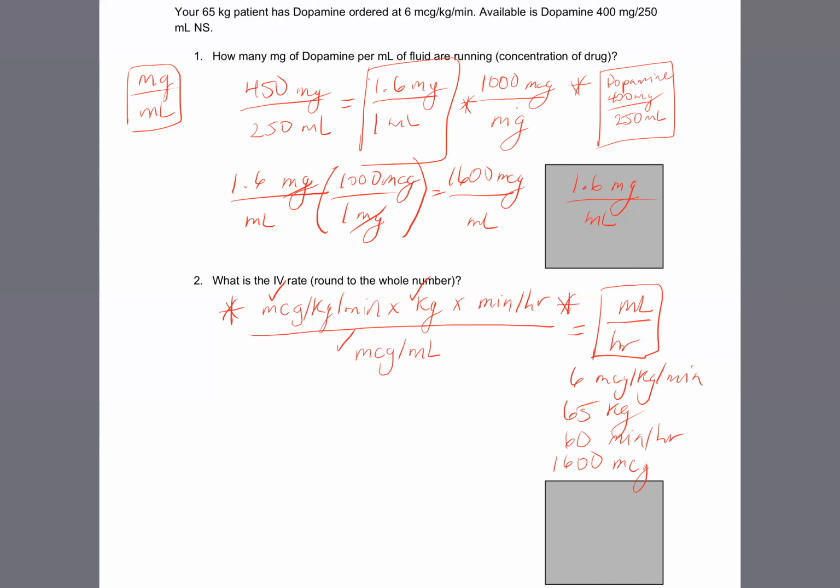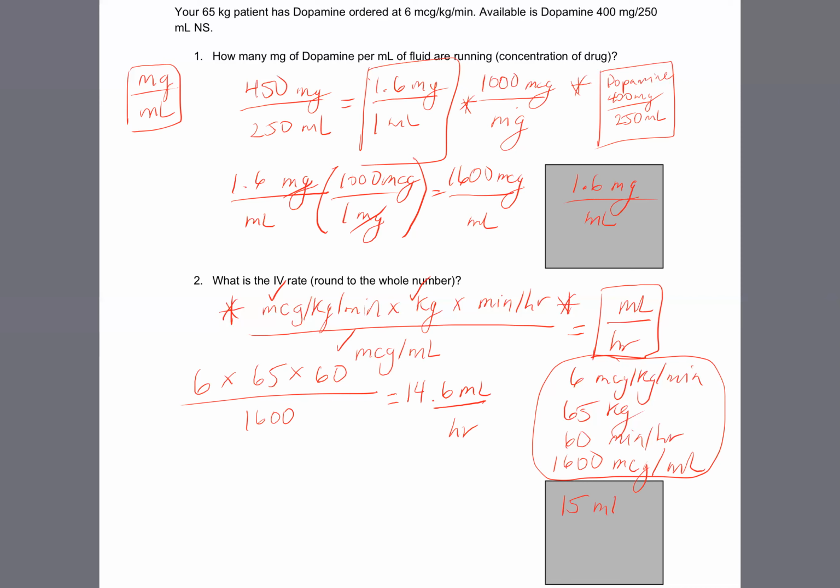And I like to write everything down on this side of the page, as you can see, so that I can just go ahead and do all the math. So using this equation, we're going to go ahead and multiply. So we have 6 times 65 times 60 divided by 1,600. And the answer is going to be 14.6 mLs per hour. But we're rounding to the whole number, so that'll be 15 mLs per hour.